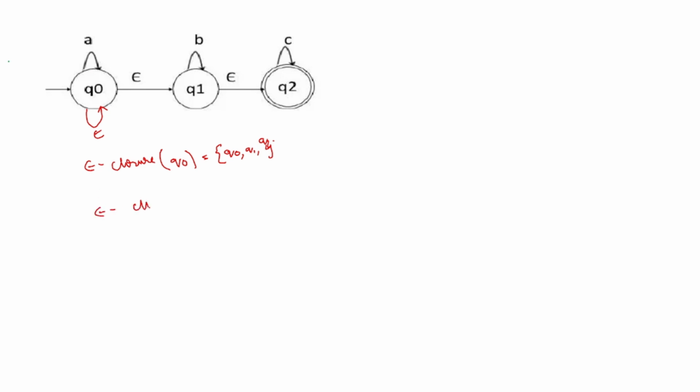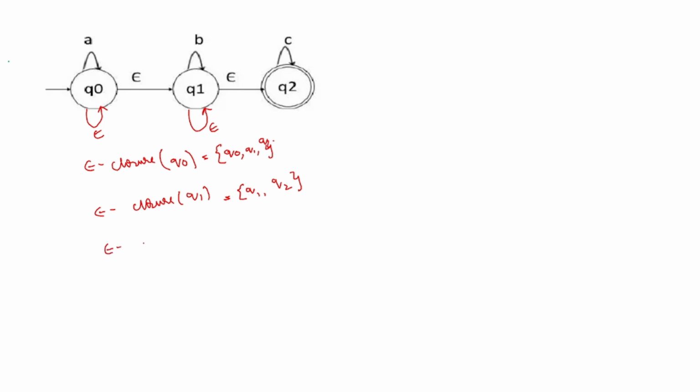Then epsilon closure for Q1. So epsilon closure of Q1. Q1 can also have an epsilon, so self. So that is Q1 first. And we are having an epsilon from Q1 to Q2. So we can also write Q2 here. And from Q2 we are not having any epsilons. So we'll close this set.